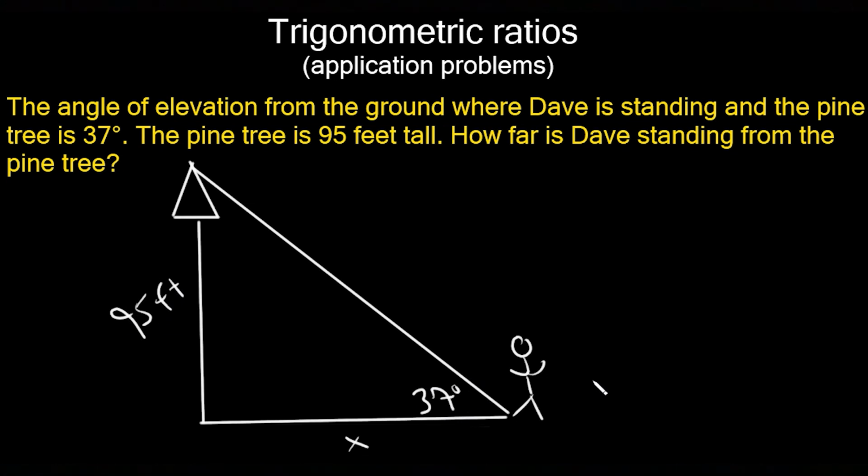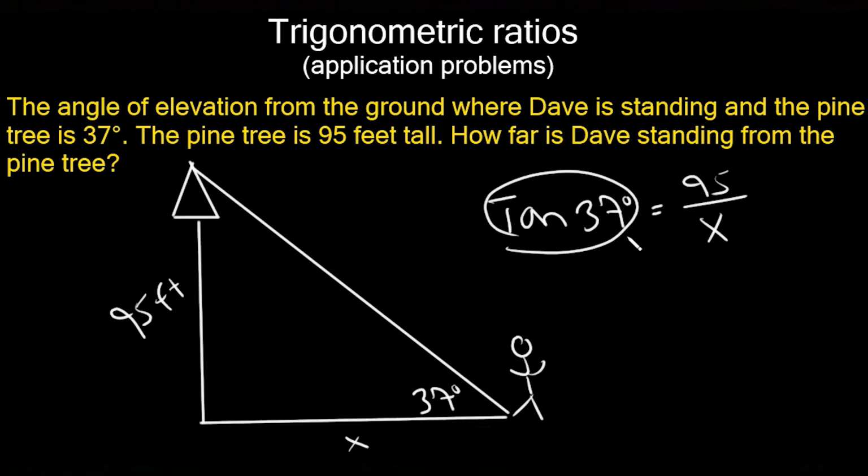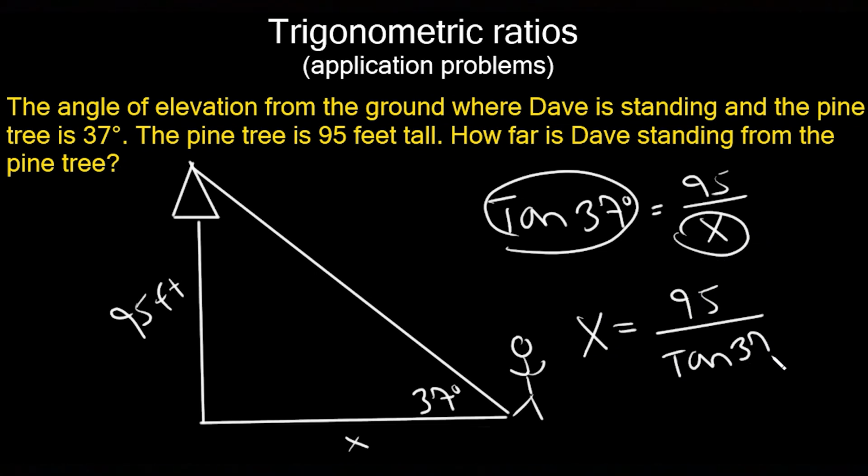So again, what ratio are we going to be using here? Well, it looks like it's going to be tangent again, right? So I can say tangent of 37 degrees is equal to opposite over adjacent. So 95 all over X. Okay? So again, you're just going to switch tangent of 37 degrees and X, and then you'll solve. So you get X is equal to 95 divided by tangent of 37 degrees.